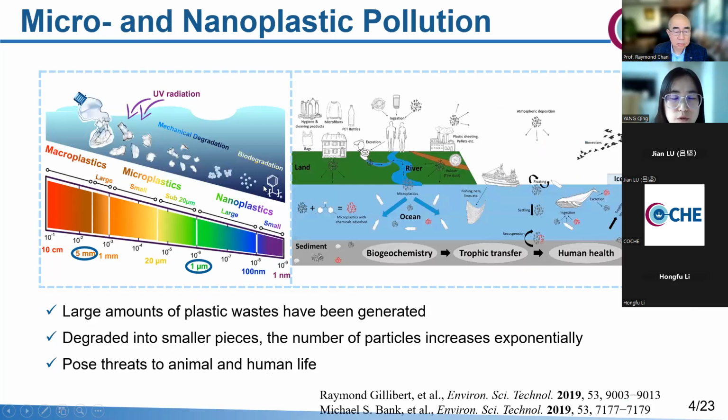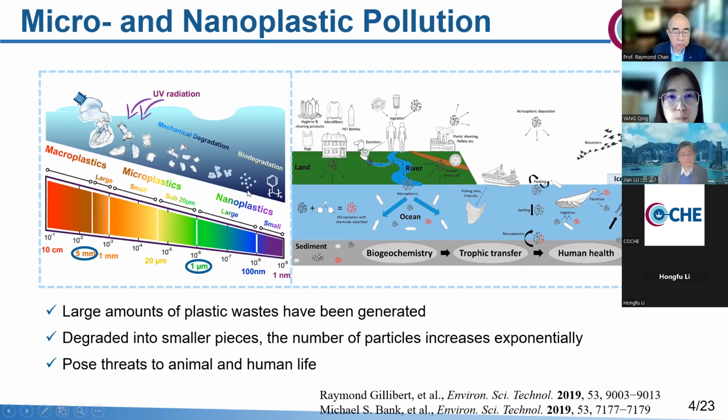The overproduction and improper disposal of plastics lead to a large amount of plastic waste entering the environment. Under the action of photodegradation and mechanical crushing, large pieces of plastics are decomposed into micro and nanoplastics, where microplastics refers to particles with size less than 5 millimeters, and nanoplastics refers to particles with size less than 1 micron. Since large pieces of plastic degrade into these particles, their abundance in the environment has increased significantly.